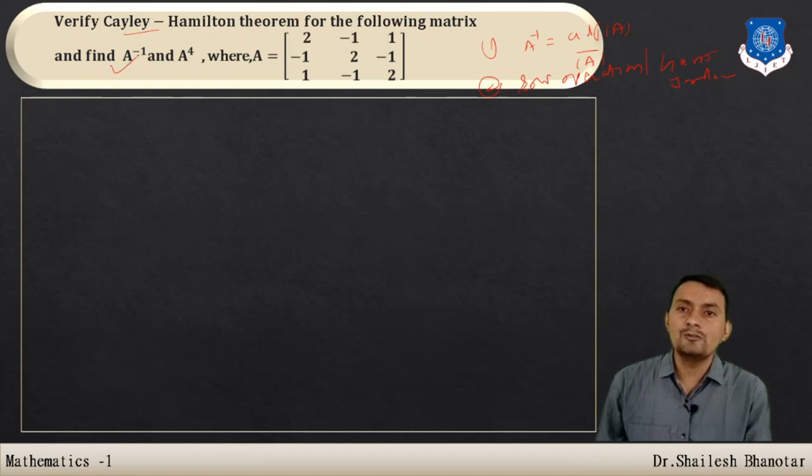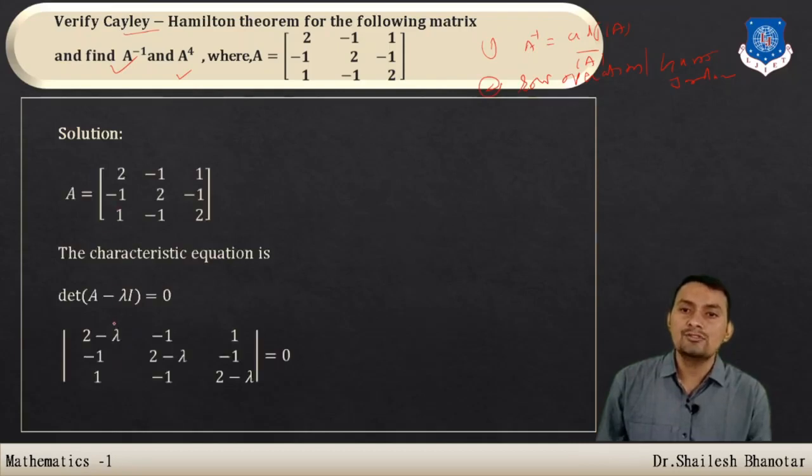Based on that you can also determine A inverse, and you can also find A square, A cube, A raised to 4. Sometimes, suppose you are given a polynomial, that also you can determine using the Cayley-Hamilton theorem. That thing we will see. So let us first concentrate on verifying the Cayley-Hamilton theorem. For that we have to determine its characteristic equation, so we first start with s1, s2, and this is our characteristic equation: determinant of A minus lambda I is equal to 0.